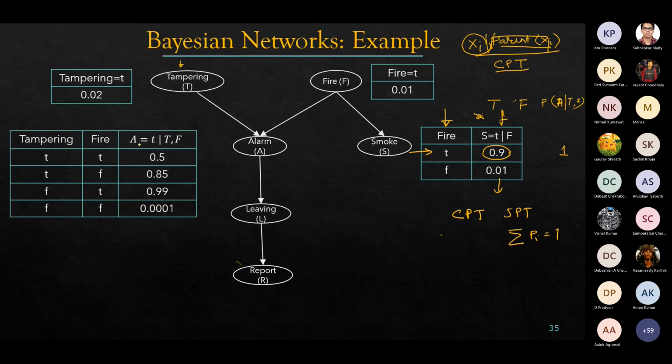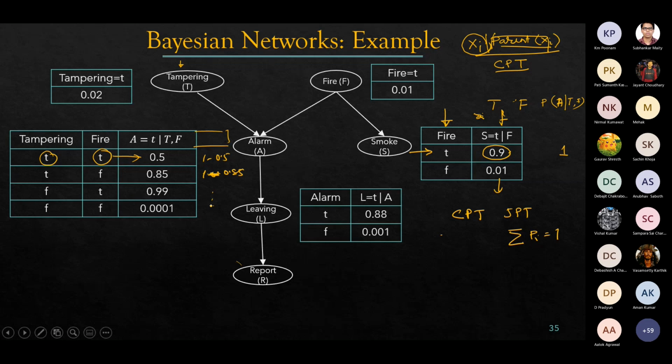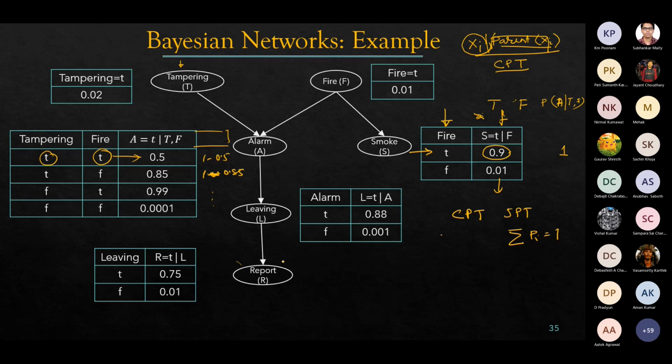Similarly, we can define the CPT for alarm. We have tampering and fire, and we assign different values to it, and for that we decide what the probability value is. The complement probability of this would be 1 minus this, 1 minus 0.85, something like this. And you can easily come up with the CPT for leaving, and this will be the CPT for report.